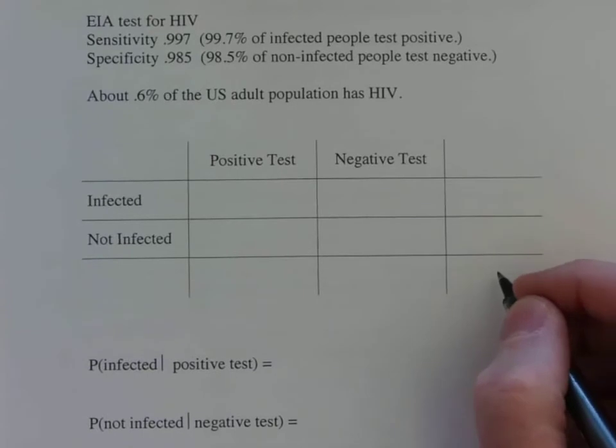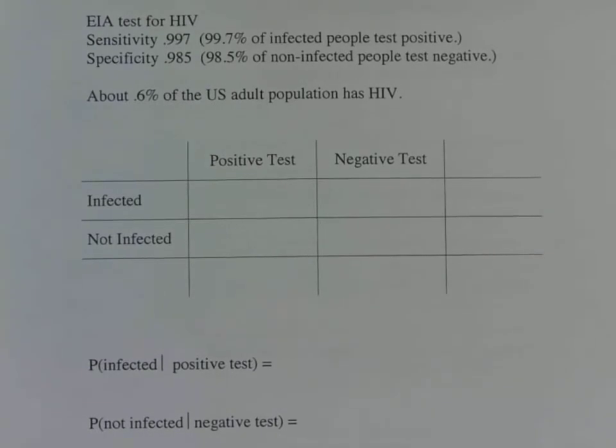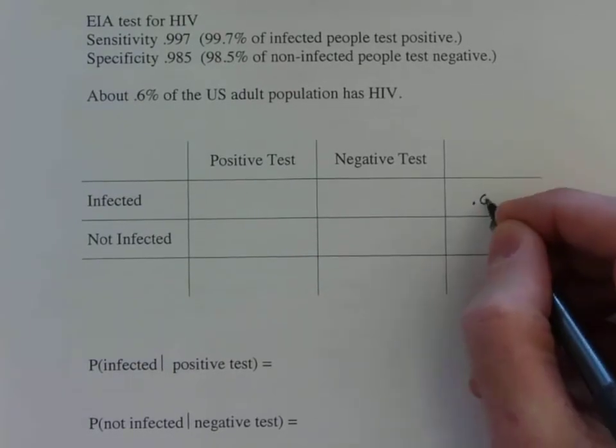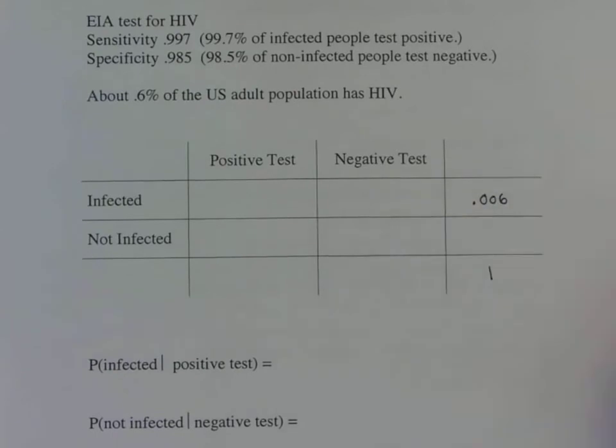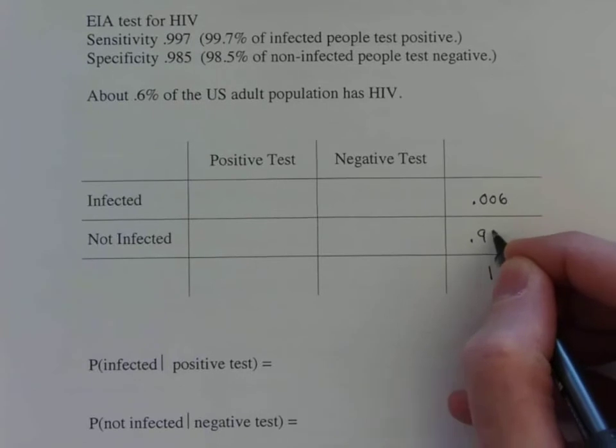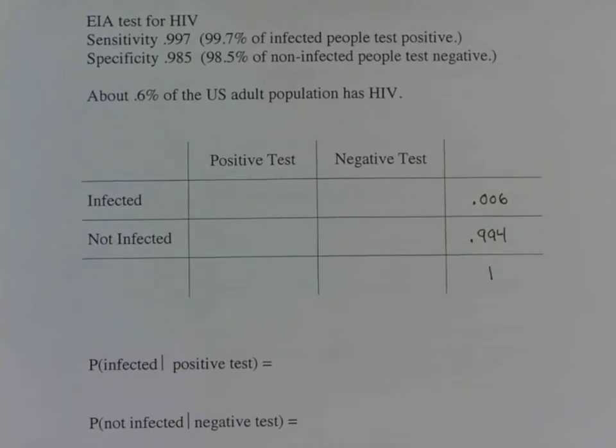We're going to start out with a contingency table. People either have an infection or not, they either test positive or not, and of course the total of all the probabilities has got to be 1. It says here that about 0.6% of the U.S. adult population has HIV, so the probability that somebody's infected, if you take somebody at random from the population, is 0.006, which means that the probability somebody is not infected is 0.994.